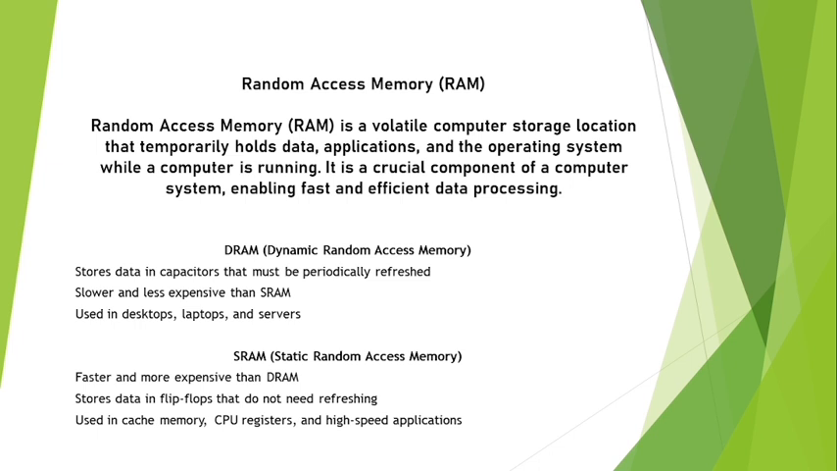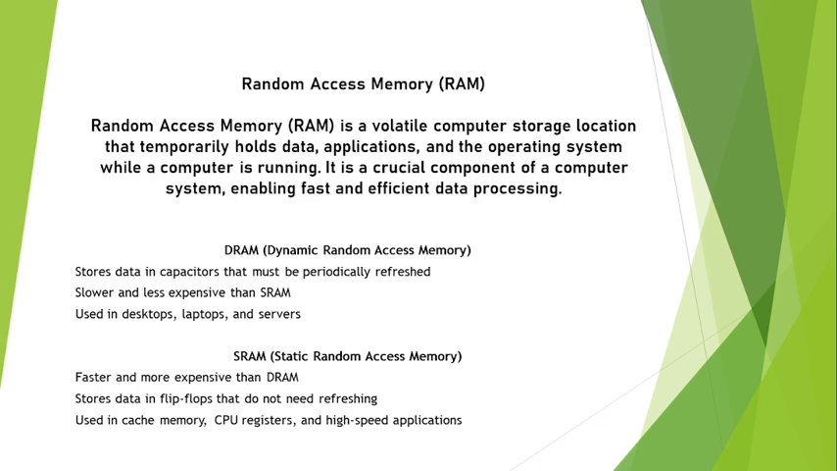The various types of RAM include DRAM, the dynamic random access memory, which stores data in capacitors that must be periodically refreshed. Every time, you have to be refreshing it. These were, I think, the first ones. These are the characteristics: it is slower and less expensive than the static random access memory, which we shall look at. It's mostly used in desktops, laptops, and servers.